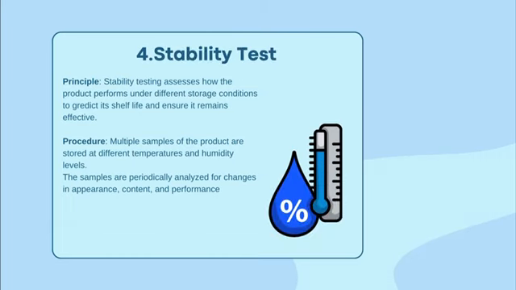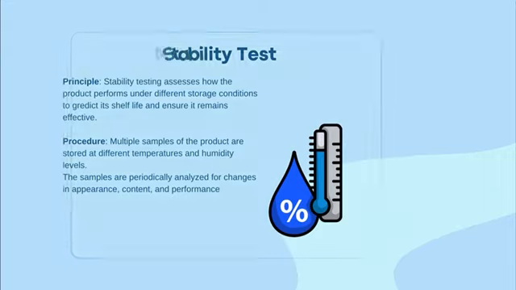4. Stability. Test principle: Stability testing assesses how the product performs under different storage conditions to predict its shelf life and ensure it remains effective. Procedure: Multiple samples of the product are stored at different temperatures and humidity levels. The samples are periodically analyzed for changes in appearance, content, and performance.